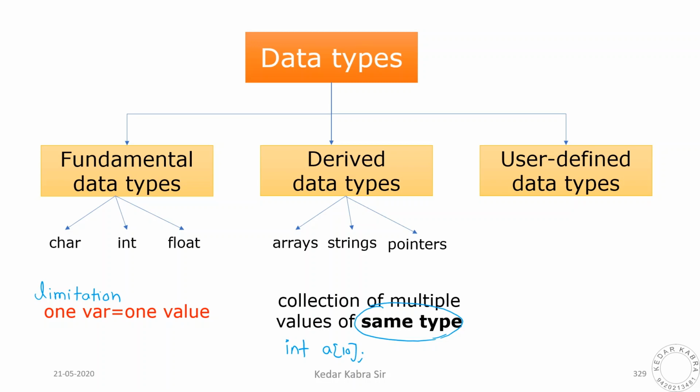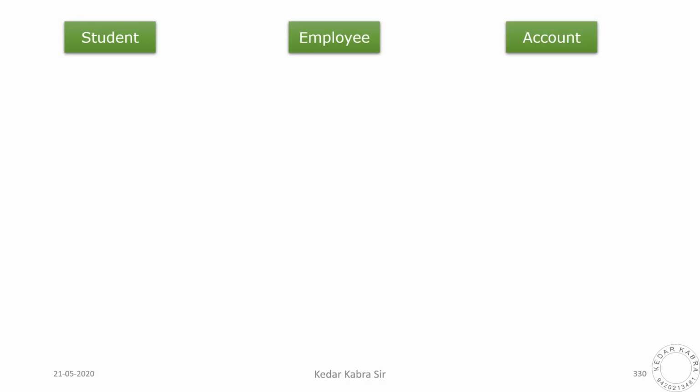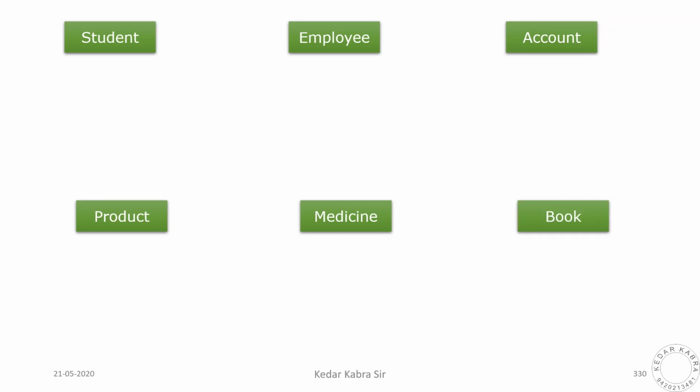But if we consider real time data that we usually handle in programming, we found that real data is bundle or mixture of many values of different types. To implement such data, we need user defined data types such as structure and union. Let us understand this by considering examples. Real time data can be student, employee, account, product, medicine, book, etc.